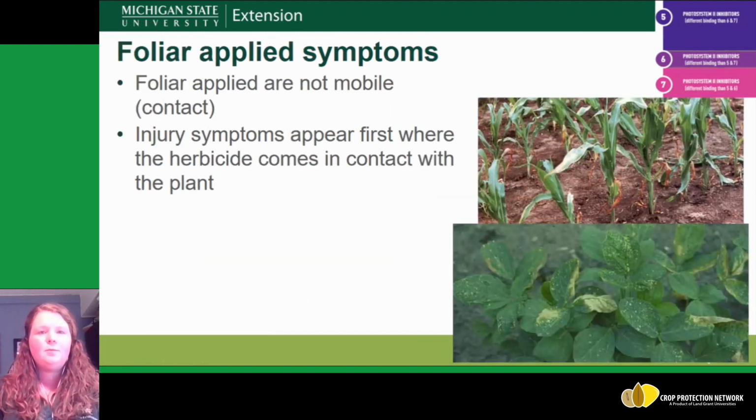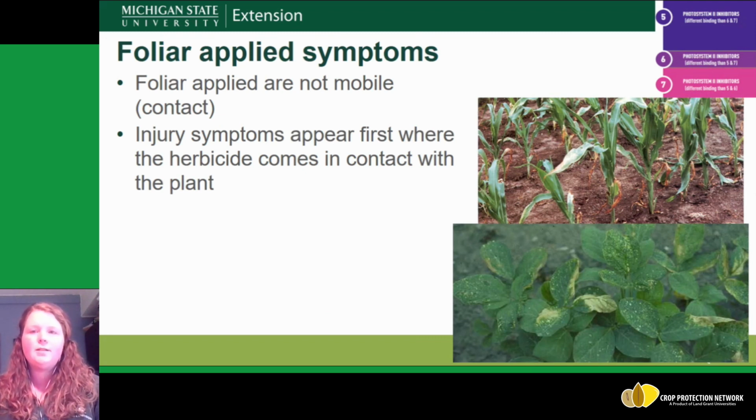And then foliar applied symptomologies, remember these are contact herbicides, so they are not mobile. So injury symptomology usually appears first where the herbicide has come in contact with the plant. So bottom right-hand scene, we can see some speckling on these soybean plants. These were individual herbicide droplets of a photosystem 2 inhibitor that landed, and then that's where you see the symptomology.